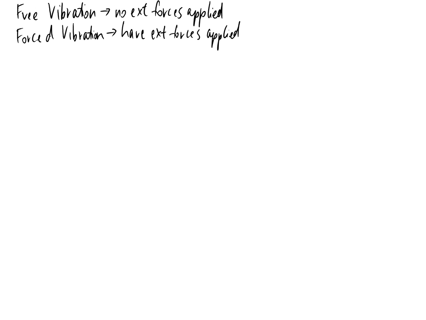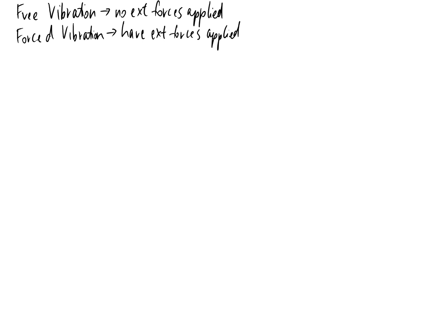Free vibration occurs when you have no external forces applied to your system. The only reason that you get vibration in these cases is you have an initial displacement, I should say, away from the equilibrium position, or an initial velocity or an initial acceleration. For forced vibration, the difference is that you actually have external forces applied to your system, and these are going to force, as the name suggests, your system to vibrate.